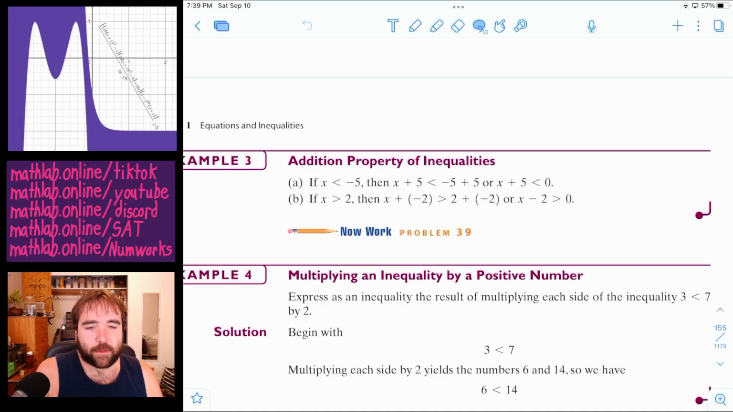So the next few examples aren't really problems. They're just kind of things to notice, I suppose. So let's just notice them.